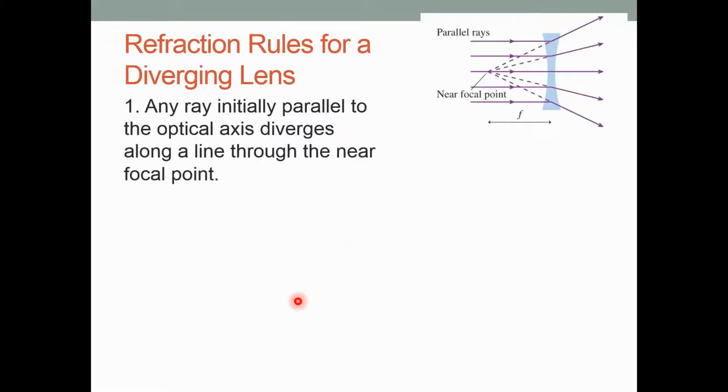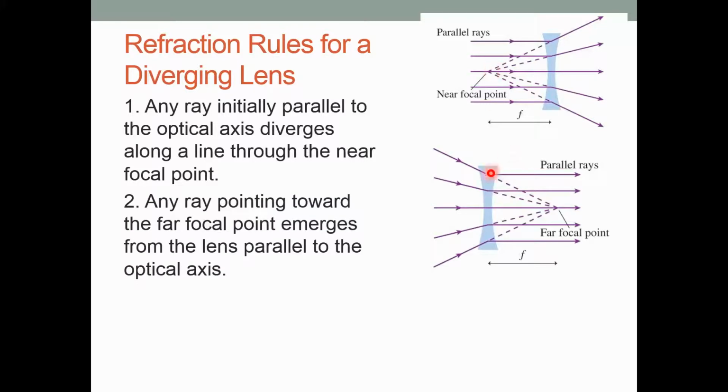All right, now we're going to look at the second type of lens. This is a diverging lens. In a diverging lens, all of the light on the opposite side diverges. It does not converge to an image. So what are our rules? First, parallel rays coming in diverge, so that means that they diverge along a line that will begin at the near focal point. So we can find the direction of this ray by tracing it backwards to the near focal point.